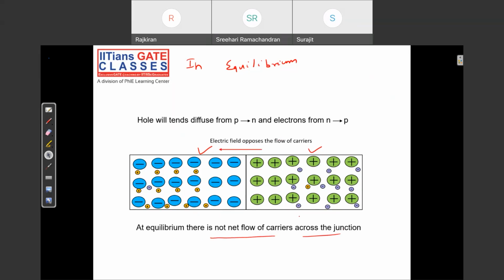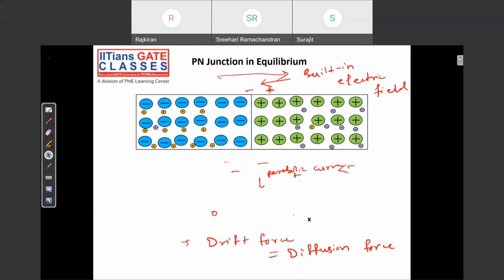Clear? So this is my equilibrium picture. At equilibrium, near the junction, I will have almost no carriers or very few carriers.